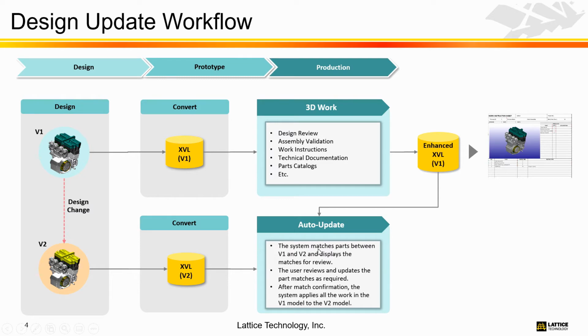First, the system matches parts between version 1 and version 2 and displays the matches for you to review. You can then review and update the parts matches as required. And after confirmation, the system will apply all the work in the version 1 of the model to version 2. You can then save the XVL file as an enhanced version 2 model and use it to update any related documentation.